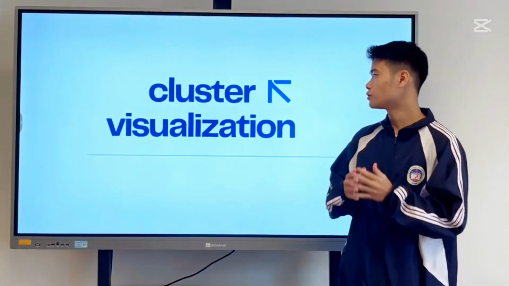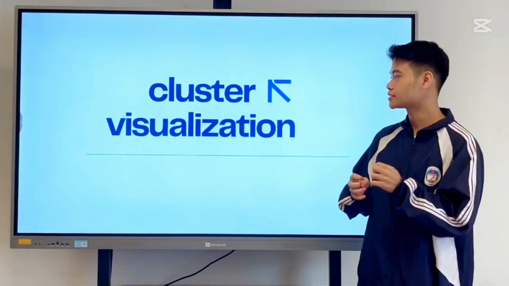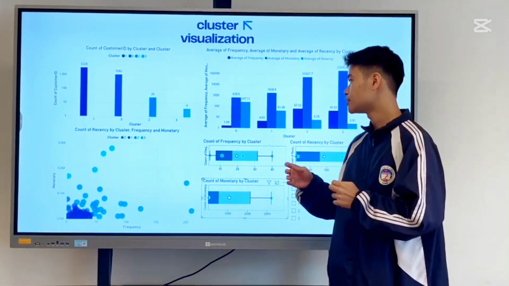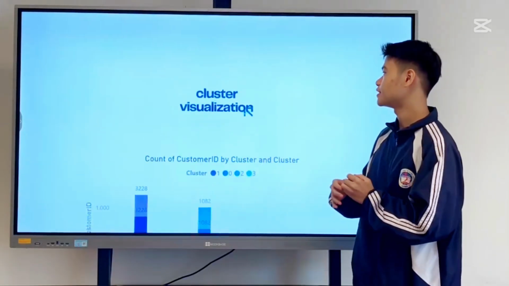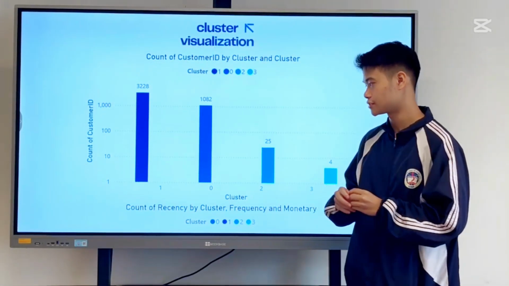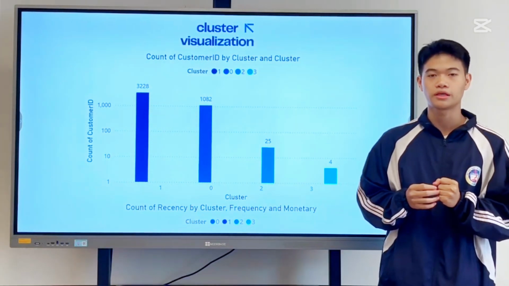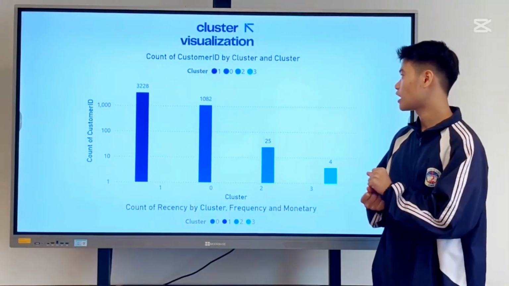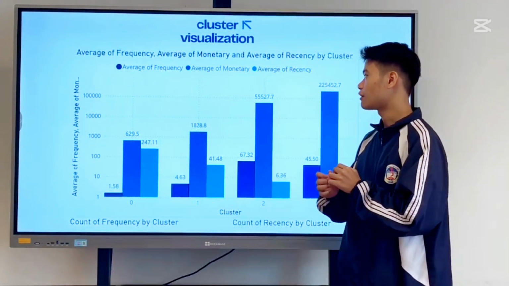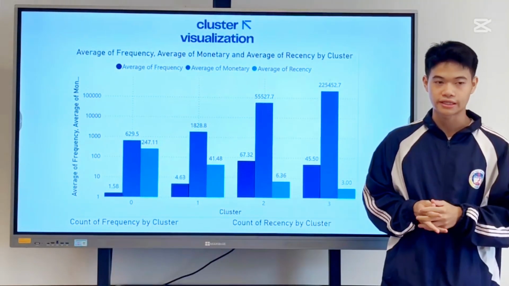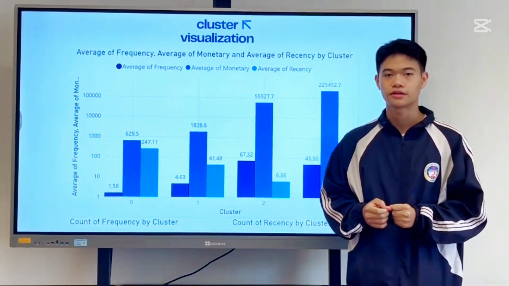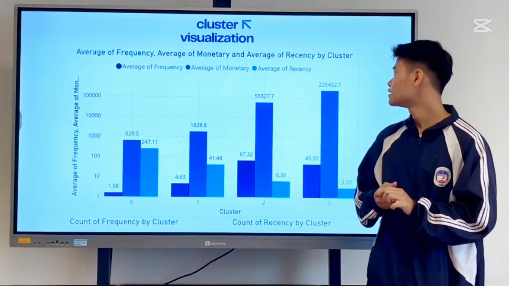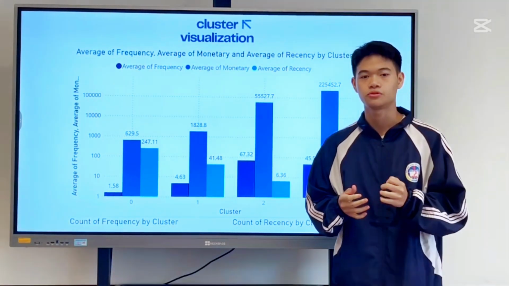So after the clustering process, we divide the customers into 4 types, and here is the overall visualization. The first one is the count of customer ID by cluster. This shows how many customers are in each cluster. The second one is the average of frequency, monetary, and recency. This shows how often the customer comes to the shop, how much money they spend, and how long they haven't come to buy goods.